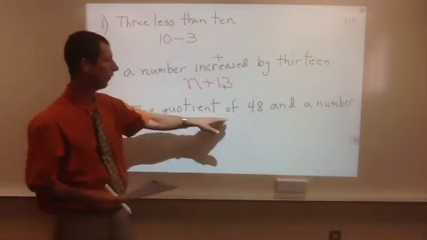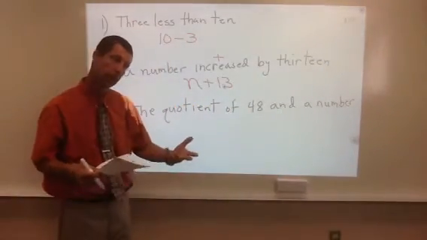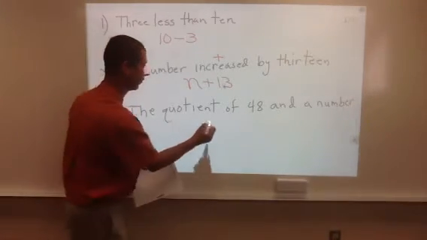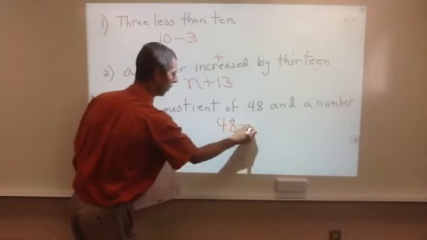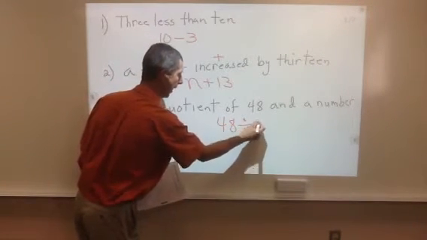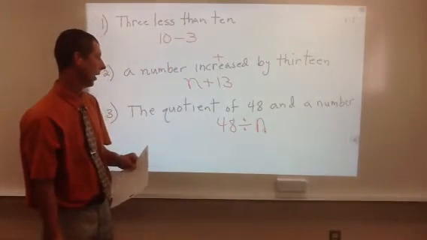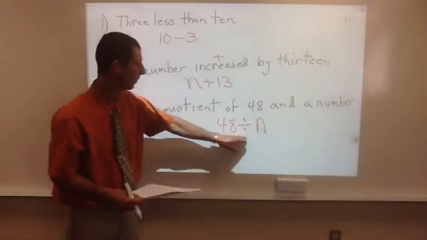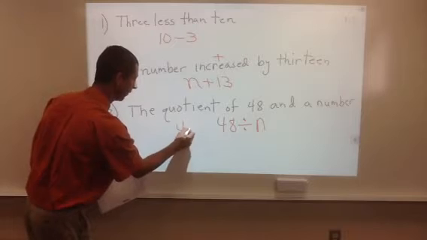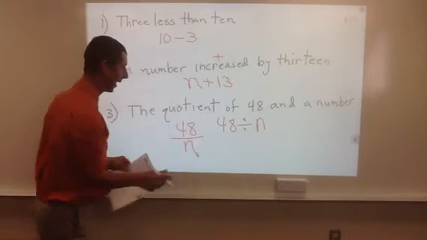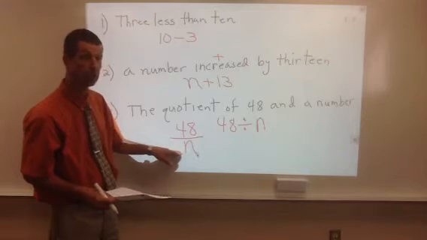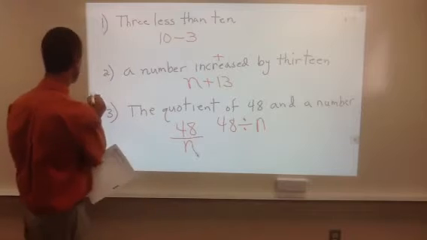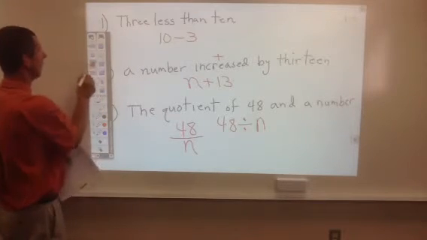This one, the quotient of 48 and a number. Now quotient, I have to know that that's division. The quotient of 48 and a number, so 48, and we are going to divide by a number. So the quotient of 48 and a number would look like that. Or this one could be set up also like this with a fraction bar, 48 divided by n. They'll probably more commonly see it this way actually, because that's the way you'll see it in higher level math like we're starting to get into. Let's take a look now at another grouping here.